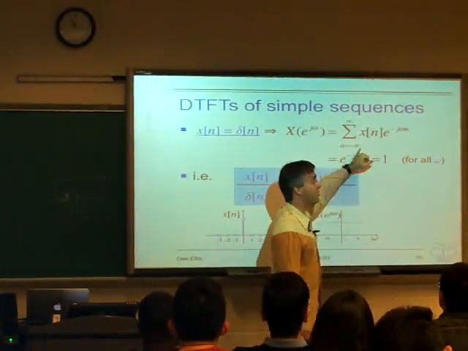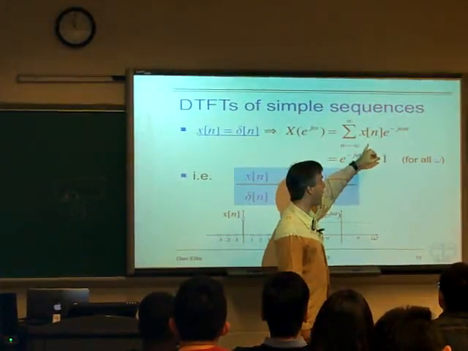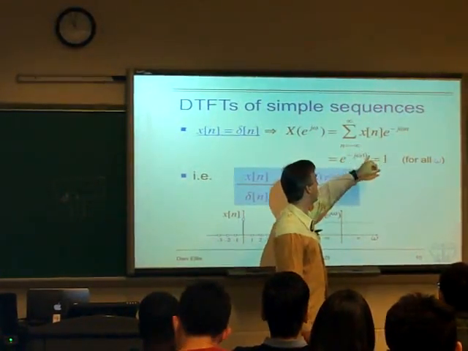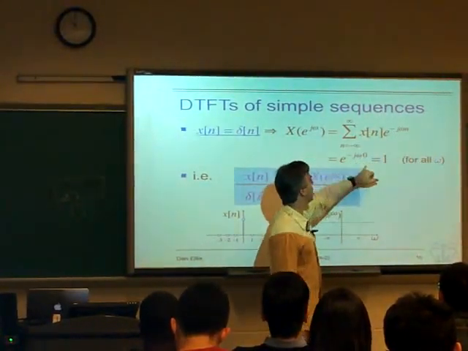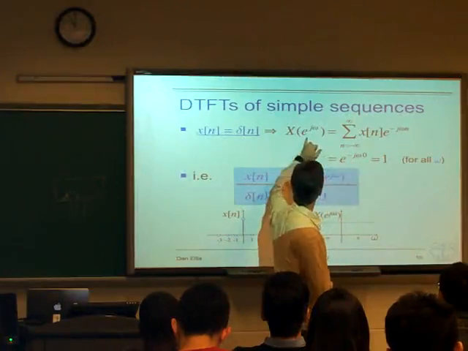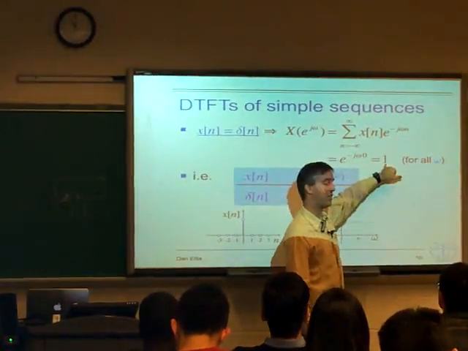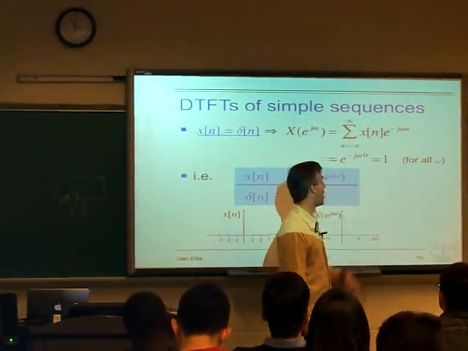Well, if x of n is delta of n, then it's 0 everywhere except at n equals 0 where it's 1. So it's just e to the minus j omega n for n equals 0, which is 1. And so now we have X of e^(j omega) that doesn't actually vary with omega. It's a constant value across all omega.